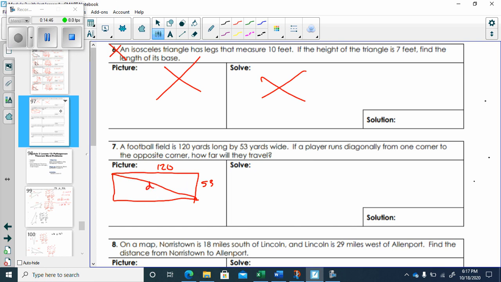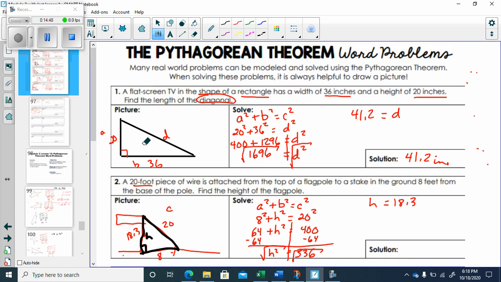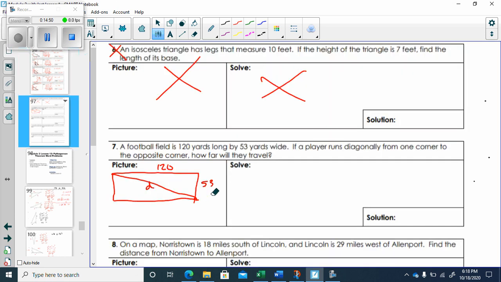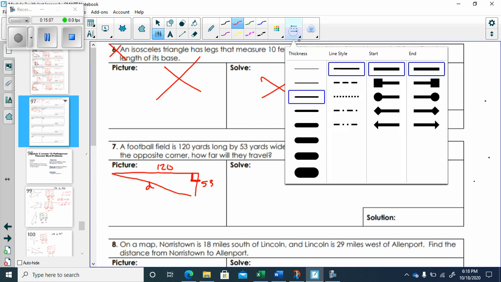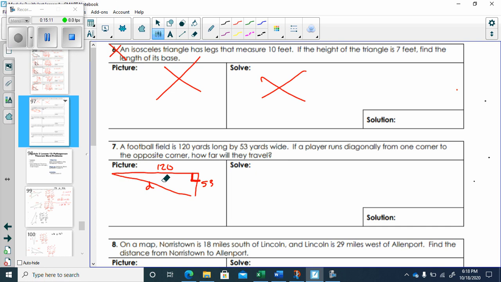We did one just like this on the last page. Remember, guys, when we did the flat screen TV? To get to it just being a triangle, let's erase this part of the rectangle, okay? And we are looking at a triangle here, right angle there, because you'd have a right angle if you were looking at the football field in the corner. Now, let's use Pythagorean theorem. A squared plus b squared is equal to c squared.